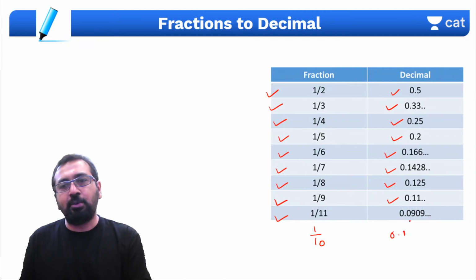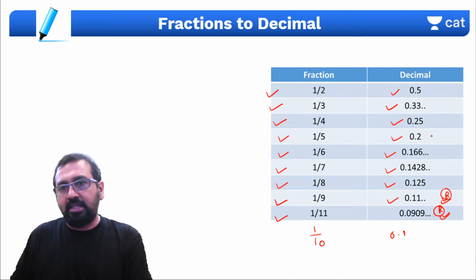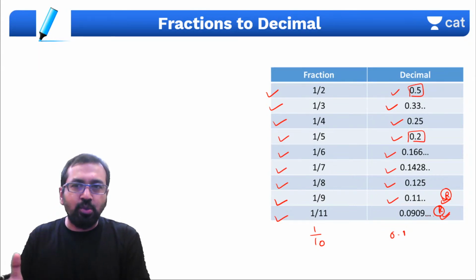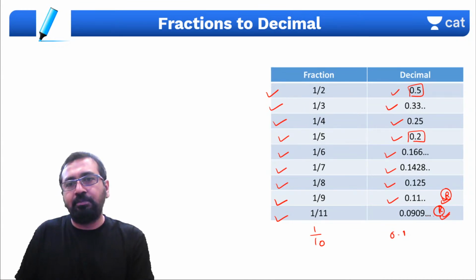So 1 by 11 is 0.0909. Now please understand, wherever I have kept these dots, these are called recurring decimals. That means there will be infinite digits after the decimal, but this one is a terminating decimal, right? Now a few of you might have this question: how did we used to convert this into a decimal? In case you have forgotten this, let me show you that calculation also.